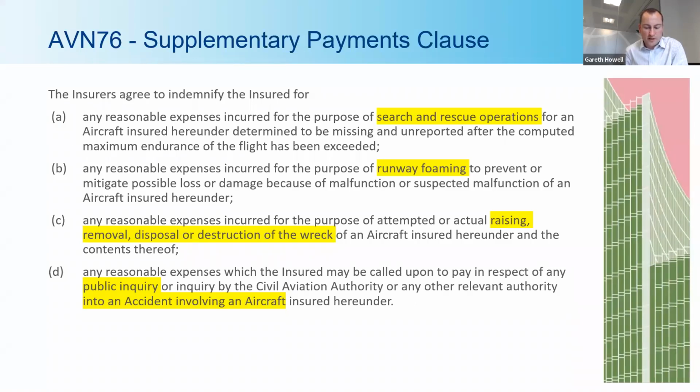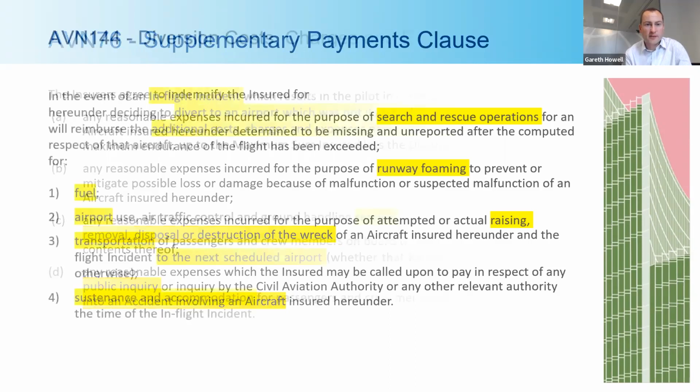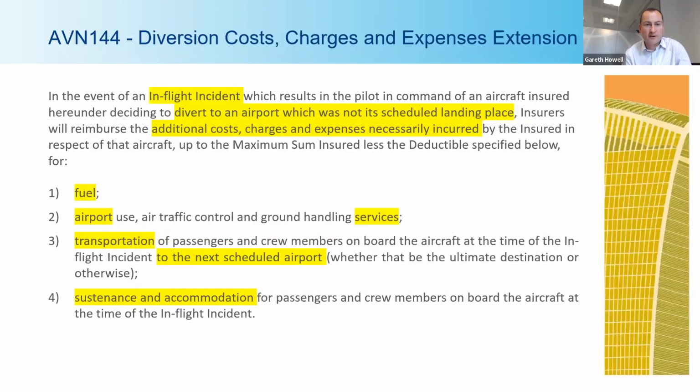And then the final one that I just wanted to mention was diversion expenses. Quite often we see 76 appended to include costs arising out of an unscheduled diversion of an aircraft, added in as part of the AVN 76 clause. So there's some of the things that you might see, the standard clause, and some of the amendments that you might see to it. If we move on now, Tony, the next thing we're going to look at is AVN 144.